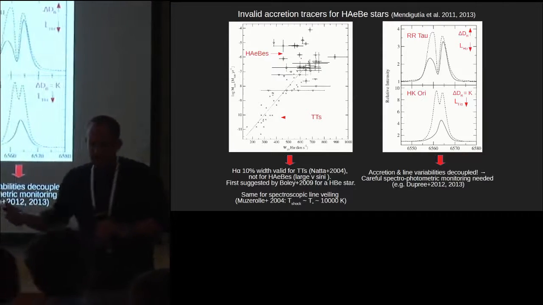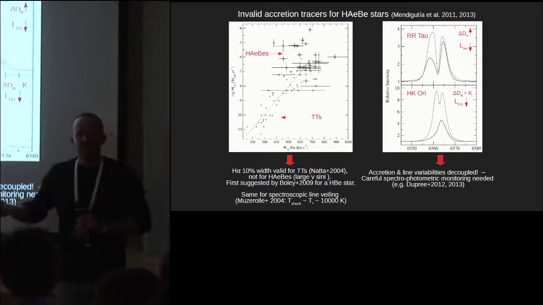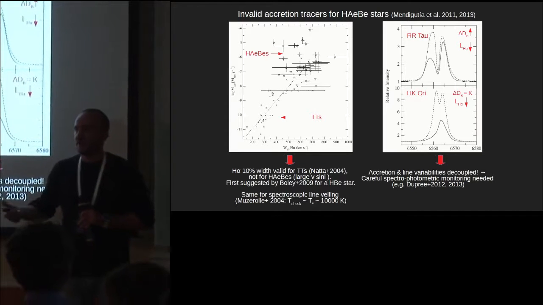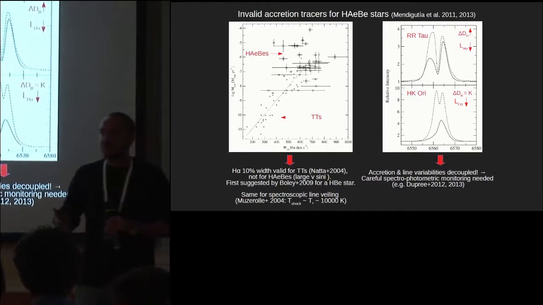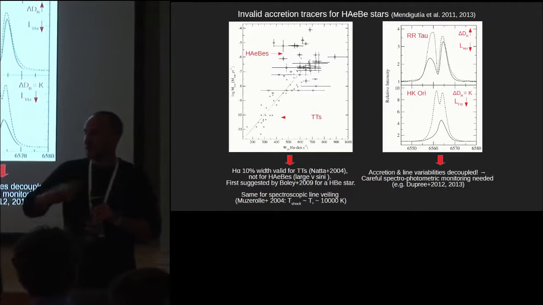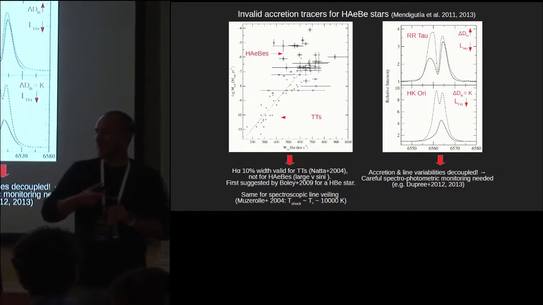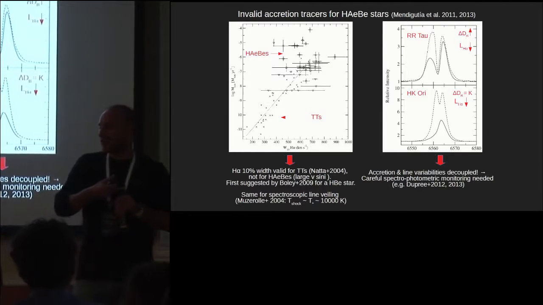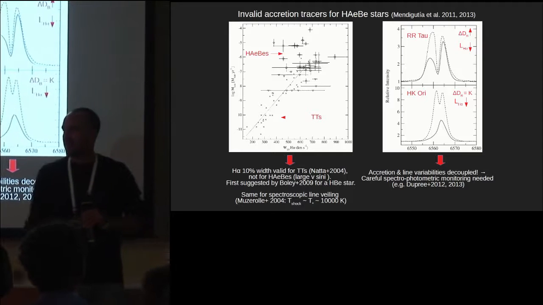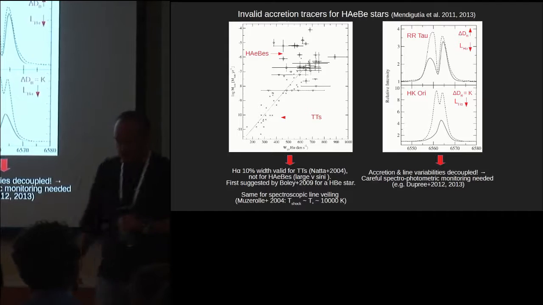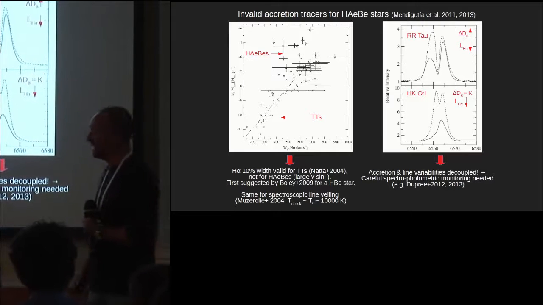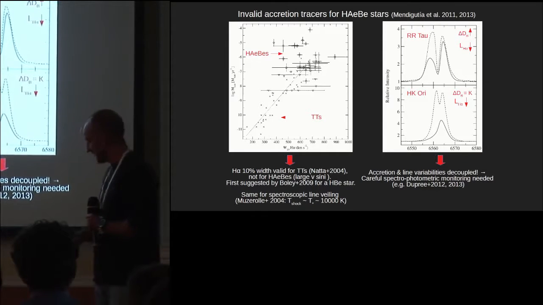This could be because different emission lines are affected by different physical processes apart from accretion, or it could also be that there is a time delay between the moment that the material accretes onto the star and the moment when this accretion shock reaches the different parts of the disk where the different lines originate. There is a very interesting paper dealing with this time delay by Dupree et al.